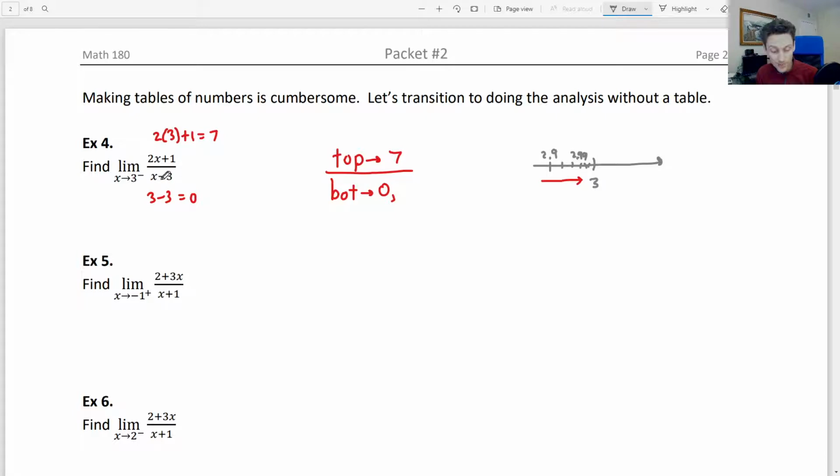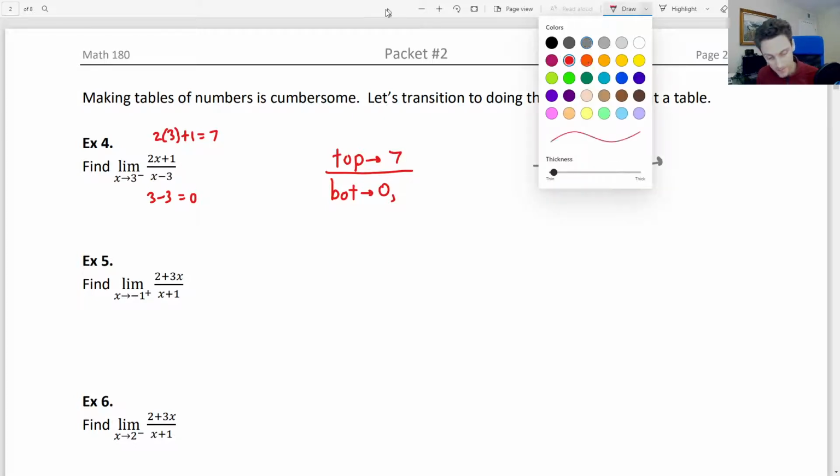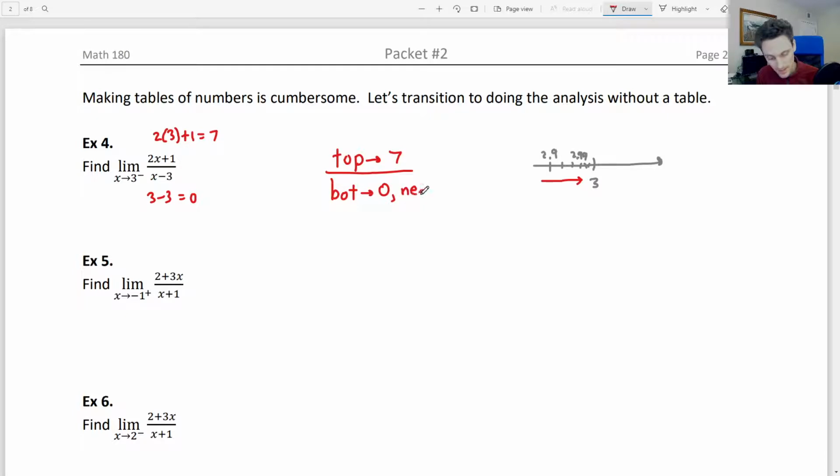Now if you take those numbers that are a little smaller than 3 and you plug them into x minus 3, what is the sign of x minus 3 going to be? If you said negative, that would be correct. So no matter which number you plug in that's smaller than 3, that's on the left side of 3, x minus 3 is going to be negative. And especially as you get close to 3.